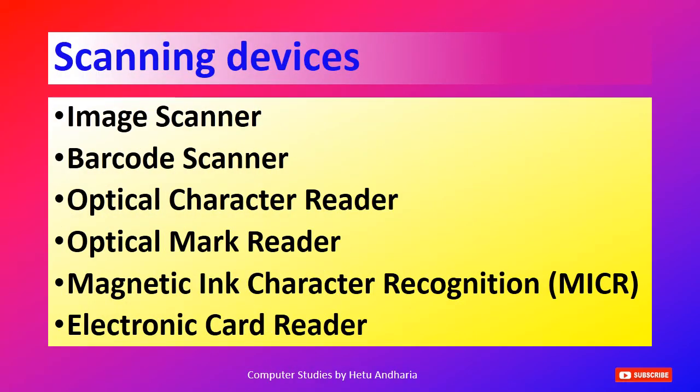Third category of input mechanism is scanning devices. The different scanning devices are image scanner, barcode scanner, optical character reader, in short known as OCR. Then optical mark reader, known as OMR. Magnetic ink character recognition technology, also known as MICR, and electronic card reader.